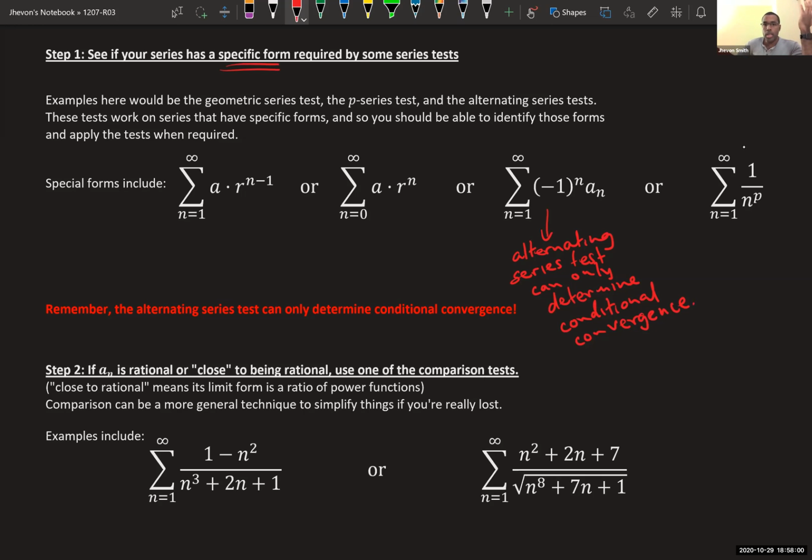But otherwise, it's pretty clear. If I see a series like one of the first two, geometric series test, obvious. If I see like the third series, alternating series test, obvious. Unless I'm asked about absolute convergence, then no. If I see a series like 1 over n to the p, p-series test, obvious. Why? It has the right form.